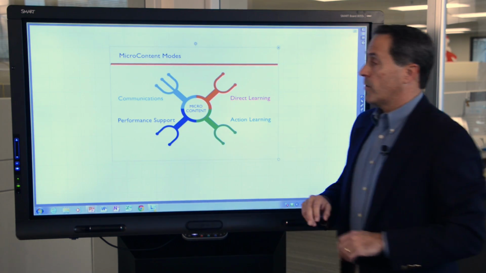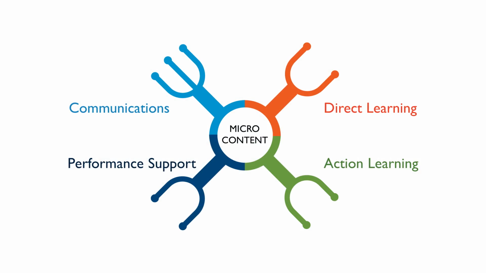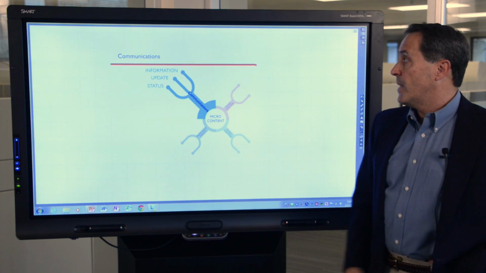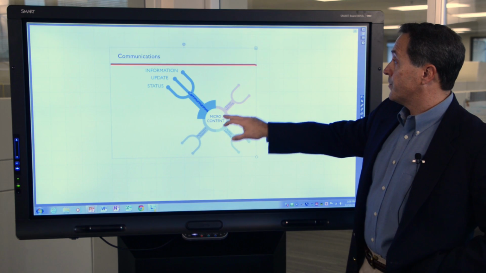So we talk about micro-content modes. In the prepare phase, we'll have a lot of communications. When we get into the equipping phase and into the reactivate phases, we'll definitely have some direct learning, action learning, and of course, performance support. When we talk about communications, again, it's informational, it's update, it's status. When is the system going live? When are the new roles taking effect? When is the new product being launched?